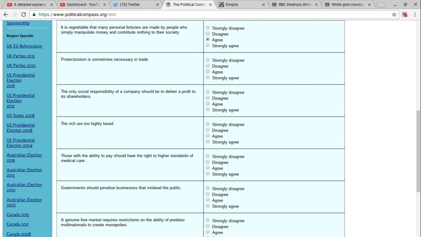Protectionism is sometimes necessary in trade. Okay, well, I agree. I think there's basically a left, right, and a center of trade in my eyes. Left is free trade, just free trade. The right is autarky. You just deal with what you have available, and that's all. And I think the center is somewhat protectionist on certain aspects and a bit more.